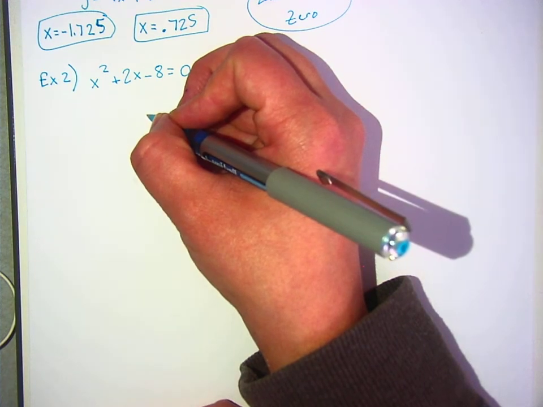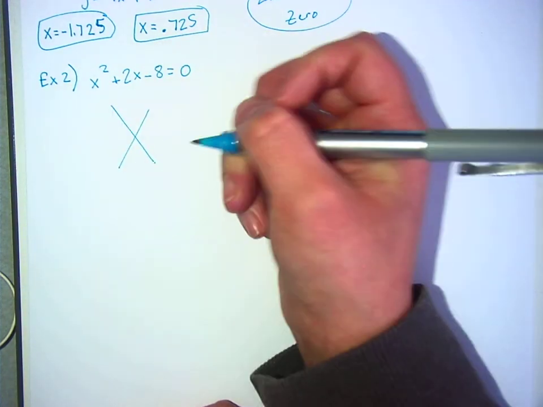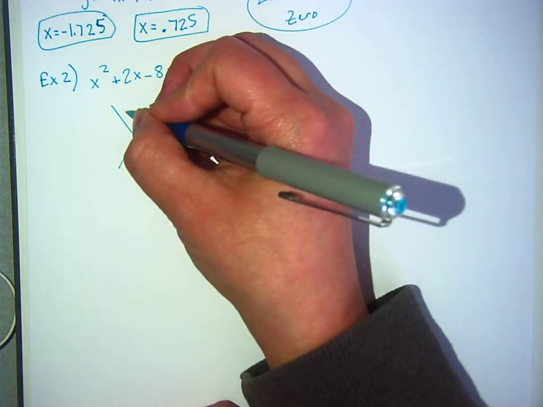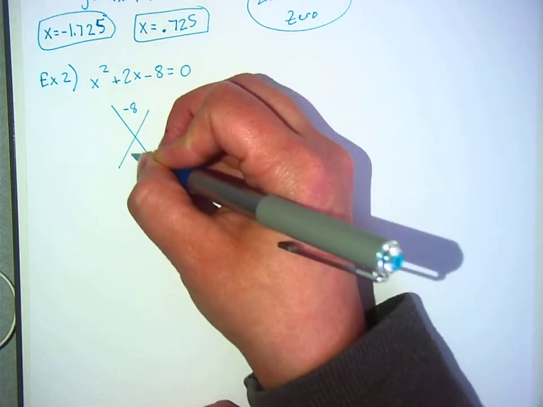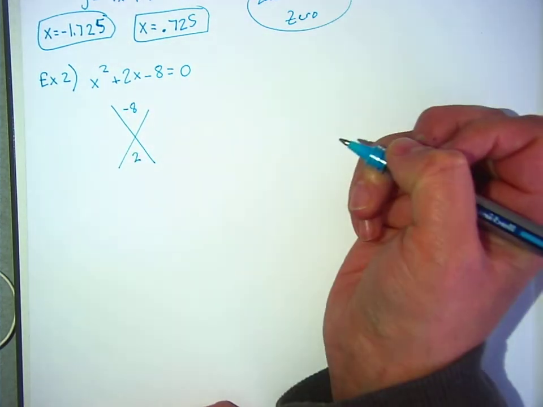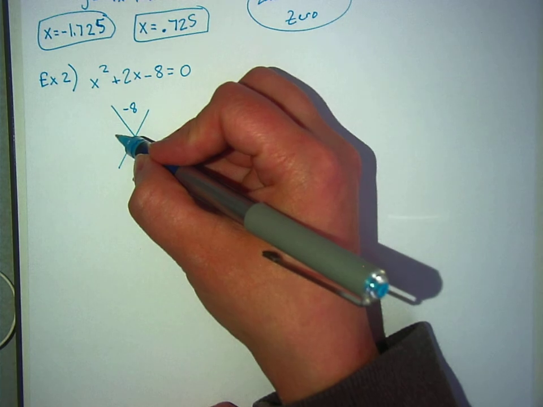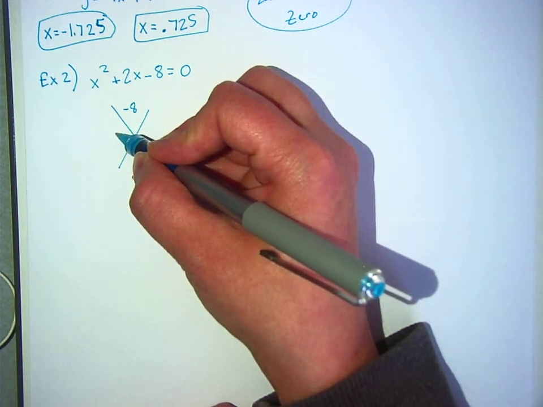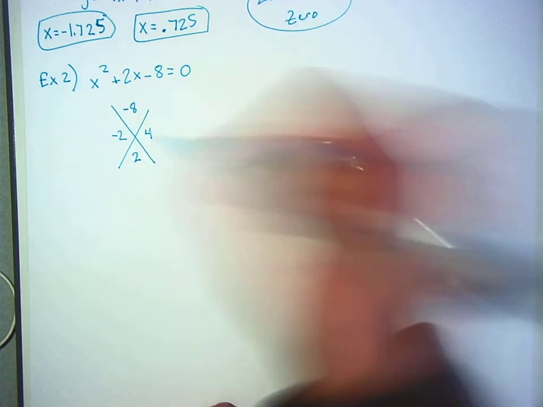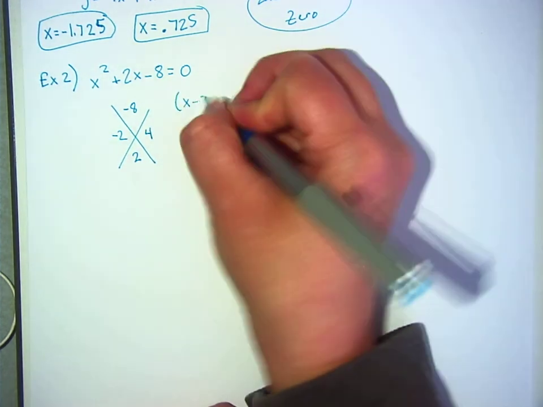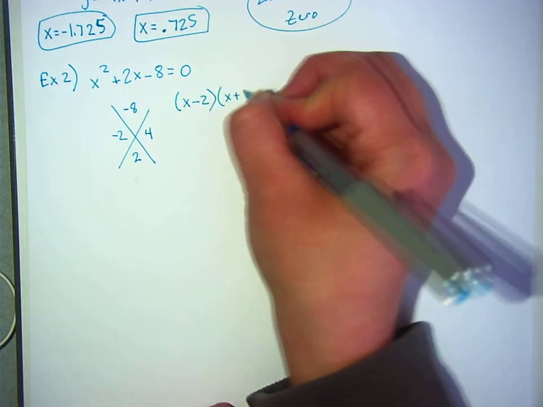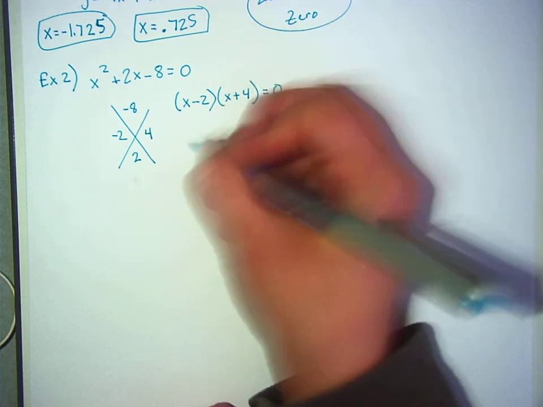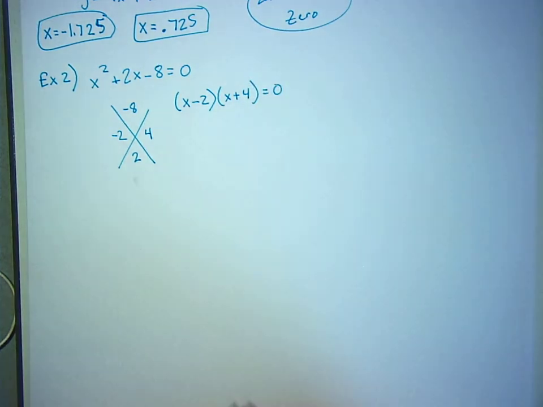If you make the X, so just a regular x, yep. And then you put the negative 8 on top, and then 2x on the bottom. And the things that multiply together would be negative 2 and positive 4. Okay. So it ends up being x minus 2 and x plus 4, right? All right, now, do you remember doing this with Thorson where you solve it now?